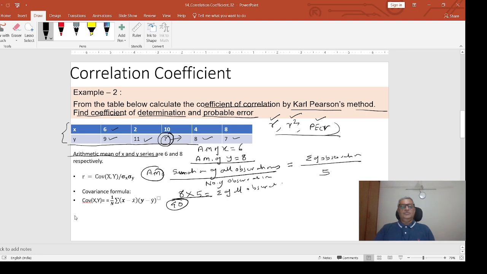So 9 plus 11 plus, suppose I take the third observation as A, plus 8 plus 7 is equal to 40. Therefore A is equal to 40 minus 9 plus 11, which is 20, and 8 plus 7, which is 15. So 20 plus 15 is 35, so A is equal to 5. This is how we got the value of the third observation. Let's move on, because now we have the complete table ready.